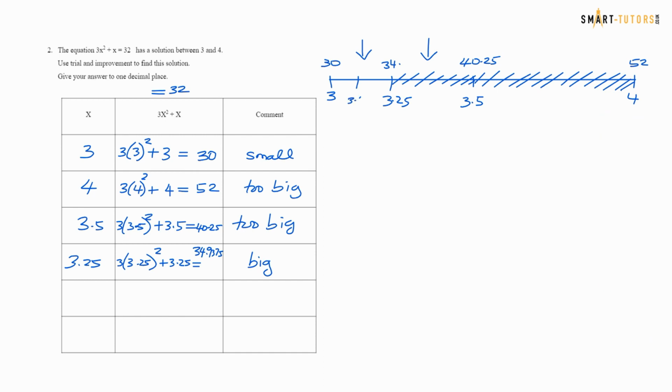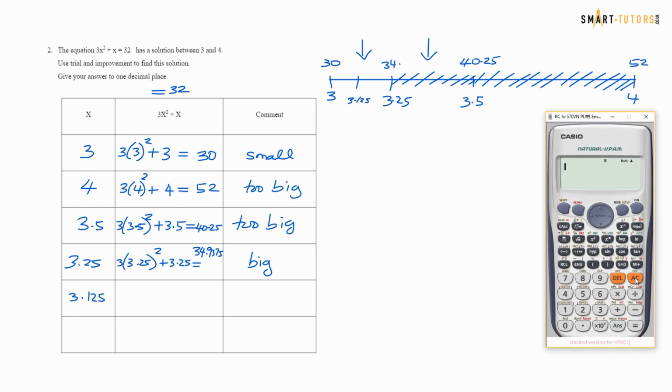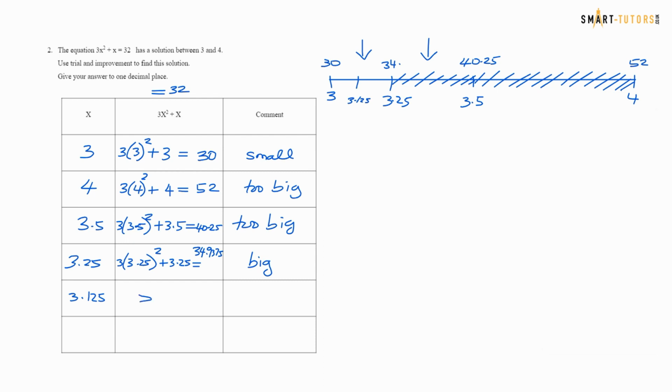I'm going to find the solution. So 3.125, what would be the solution? You don't need to show the working. You can straight away use the calculator, save up some time. So 3 times answer squared plus answer equals 32.42, right? So the answer is slightly big.